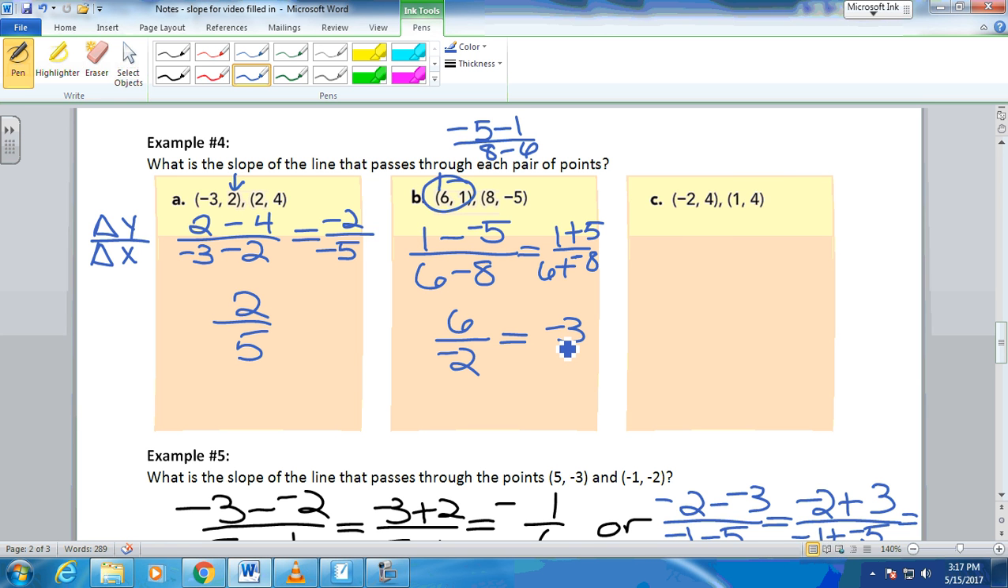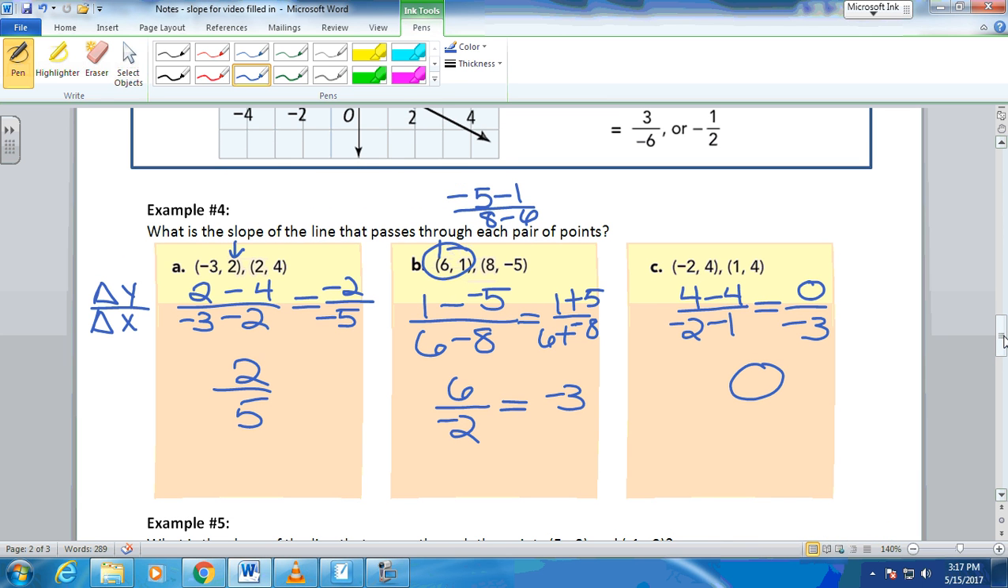The next one is going to be 4 minus 4, and then negative 2 minus 1, which will be equivalent to 0 over negative 3, which is just 0. Okay? So give number 5 a shot.